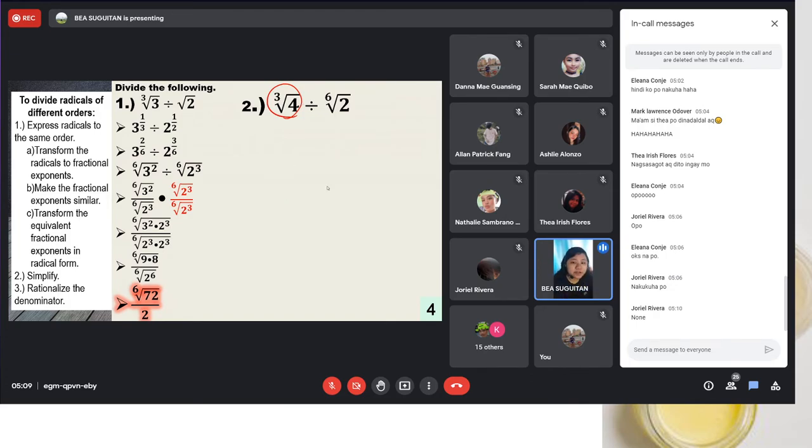Oh, the base of the radicand will also be the base of the expression. The exponent of the radicand will be the numerator of the exponent. And the index will be the denominator of the exponent. So once again, what is the exponential form of cube root of 4?